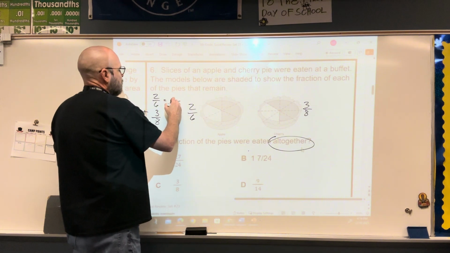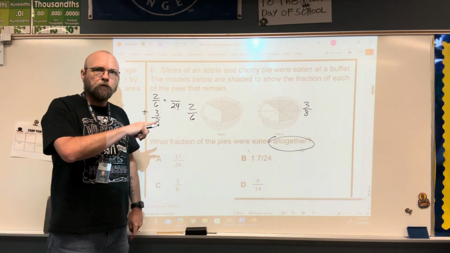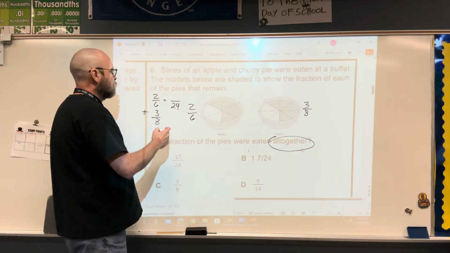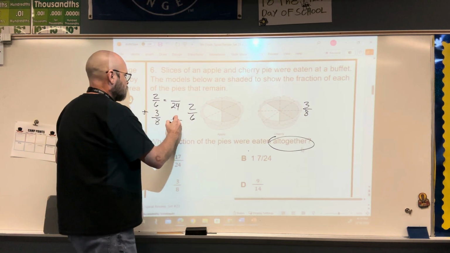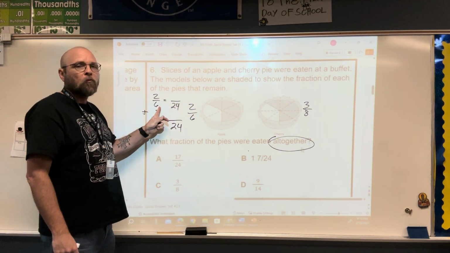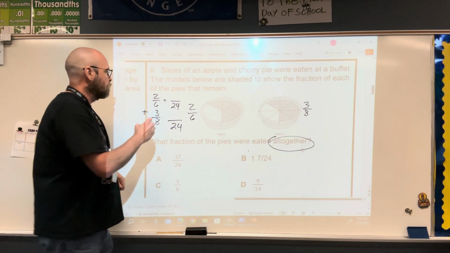My common denominator is going to be 24. I know that because I look at a multiplication chart. The row that starts with 6 and the row that starts with 8 gives me a common denominator of 24. So both of these are going to have a common denominator of 24. What do I multiply by 6 to get 24? Well, 6 times 4 is 24.